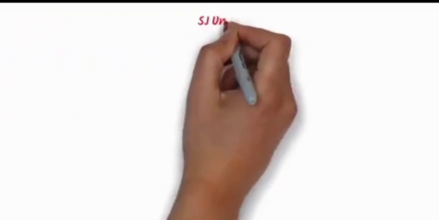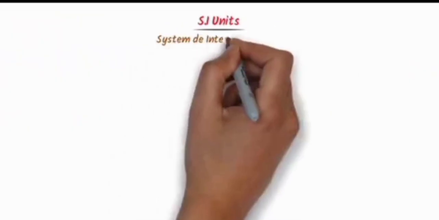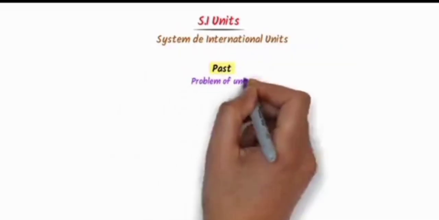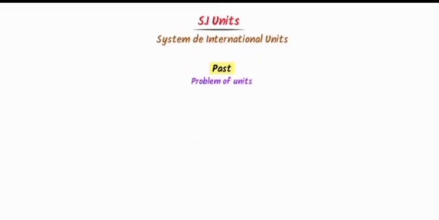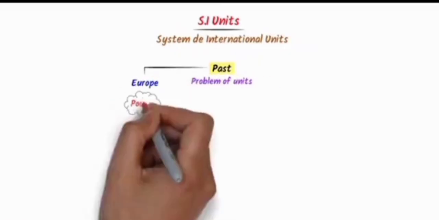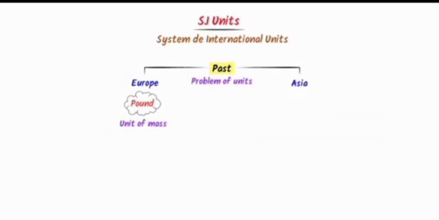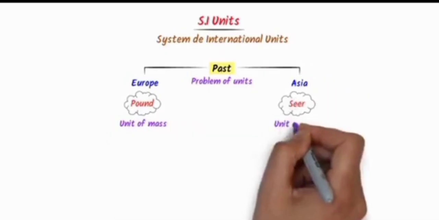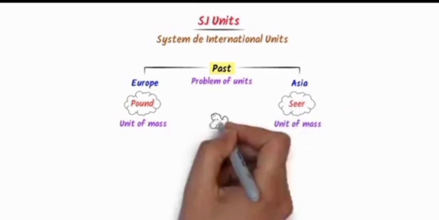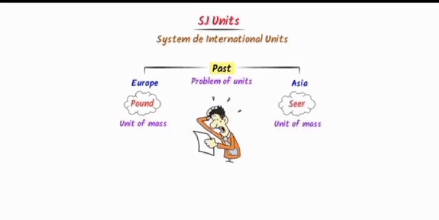Now we will learn SI units. We know that SI unit stands for International System of Units. In the past, there was a big problem while dealing with units. For example, in Europe, mass was measured in pounds, while in Asia like Pakistan and India, mass was measured in kilograms, and it was a problem. I mean, two different units were used for the same physical quantity, mass.